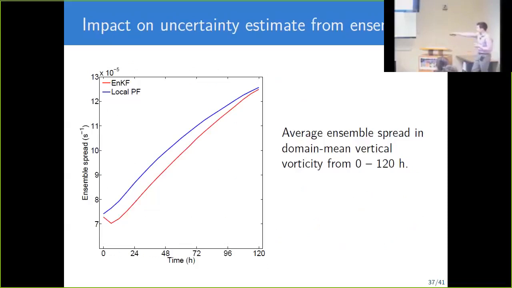But the ENKF has this big drop in variance in the first 6 hours because of all the adjustments that are happening when you run that forecast forward in time. Whereas the particle filter has this nice quasi-linear evolution of errors with time. And so this is one thing that really stands out when you look at the solutions for the particle filter compared to the ENKF.